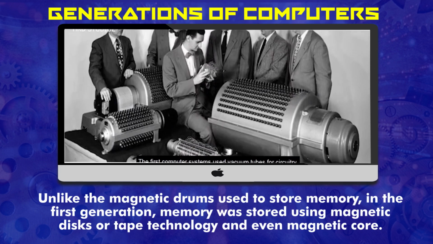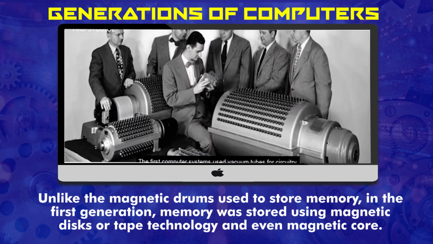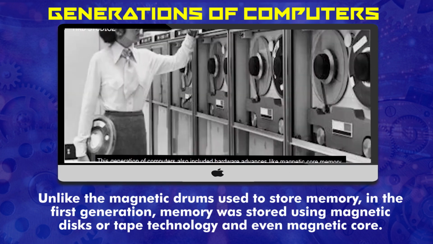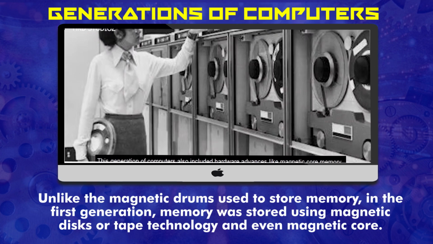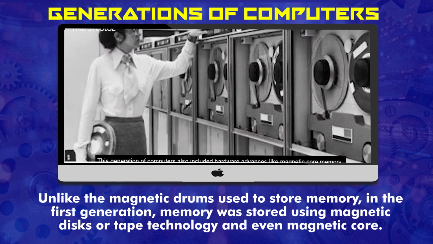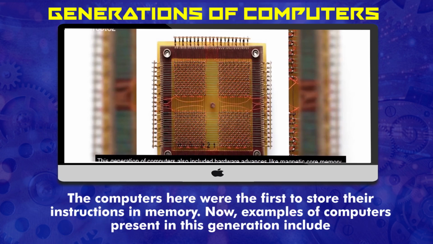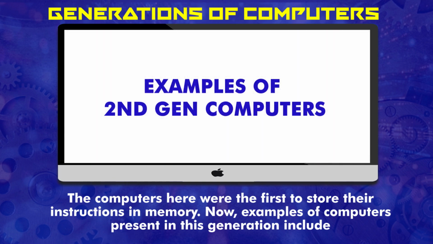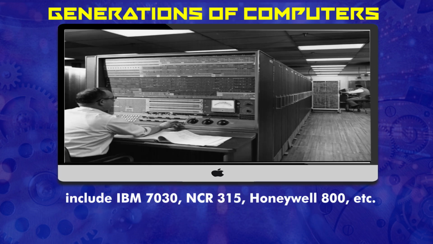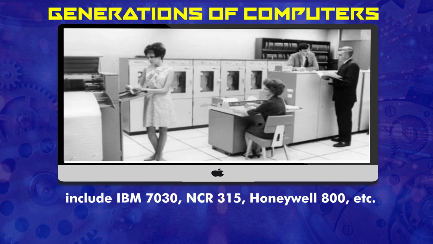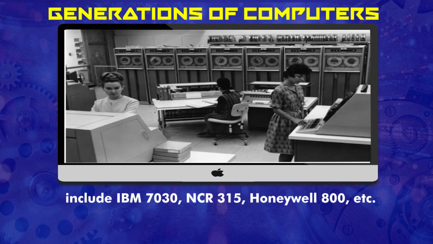Unlike the magnetic drums used to store memory in the first generation, memory was stored using magnetic disks or tape technology and even magnetic core. The computers here were the first to store their instructions in memory. Now, examples of computers present in this generation include IBM 7030, NCR 315, Honeywell 800, etc.